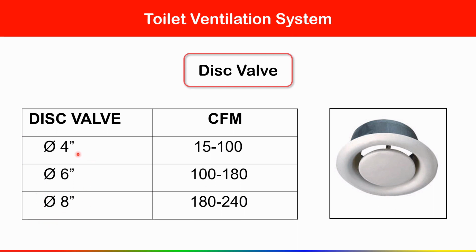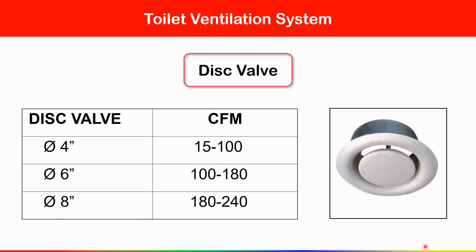With a 4-inch diameter disc valve, how much air can you extract or supply? 15 to 100, maximum 100 CFM you can extract from the toilet. Or suppose you are using a 6-inch dia disc valve, then with the help of it you can extract 100 to 180 CFM from this space. Maximum is 180. And if you are using 8-inch, then with the help of this disc valve you can extract 180 to 240 CFM of air from the toilet.